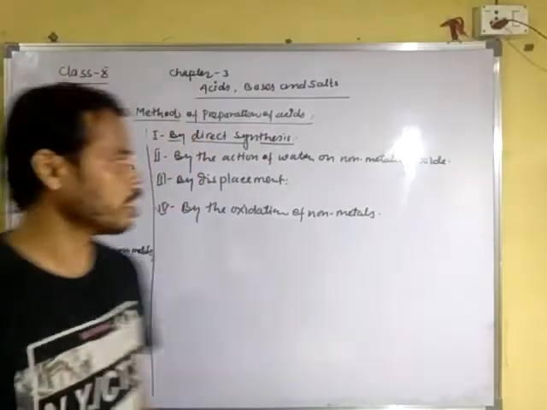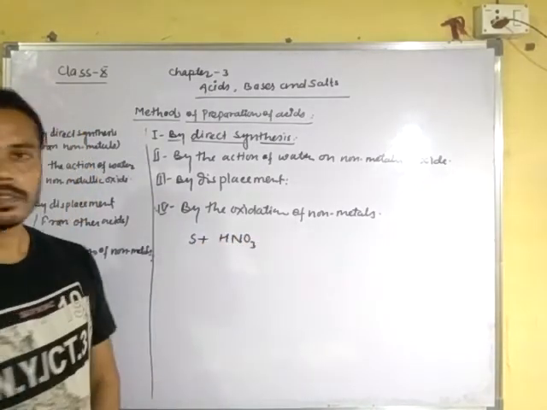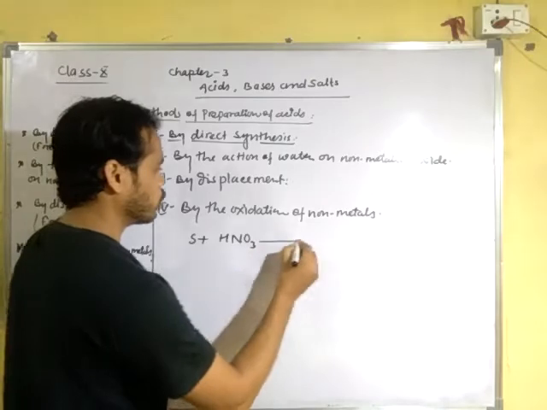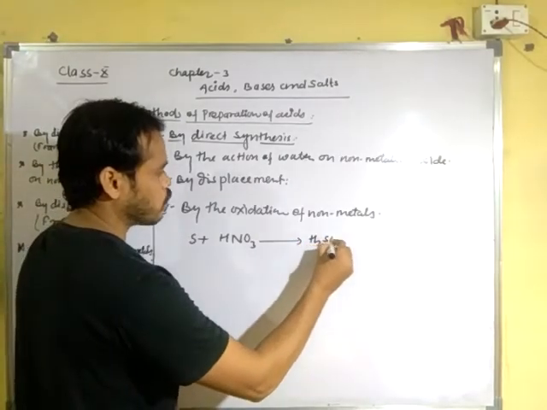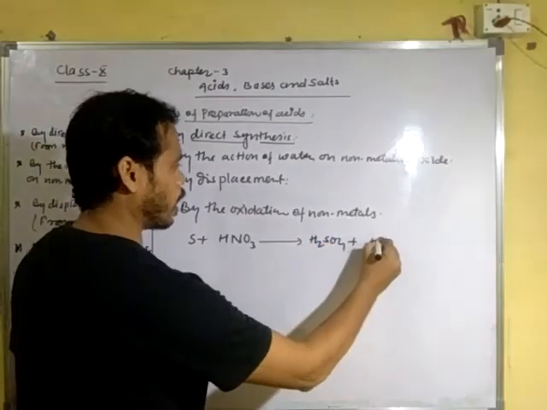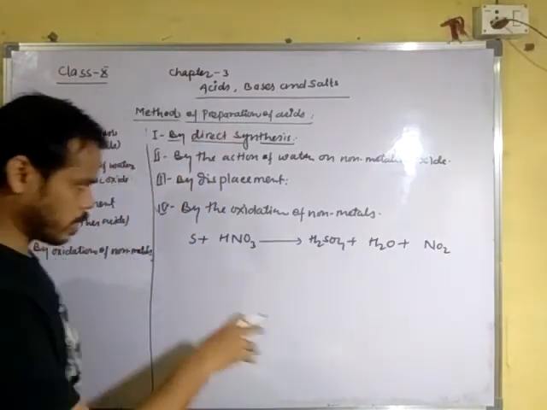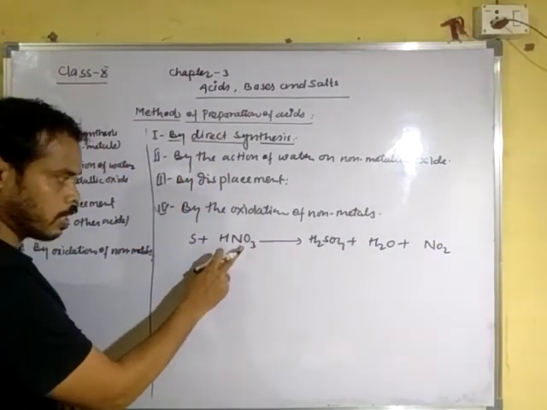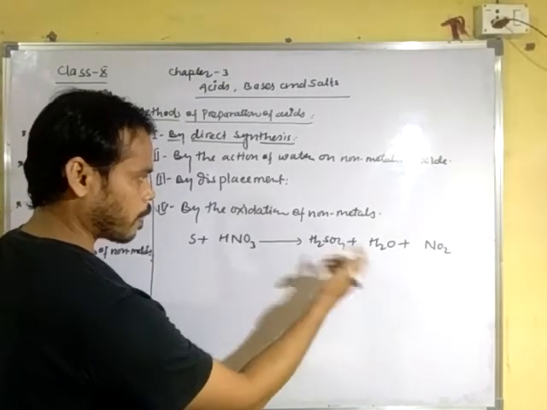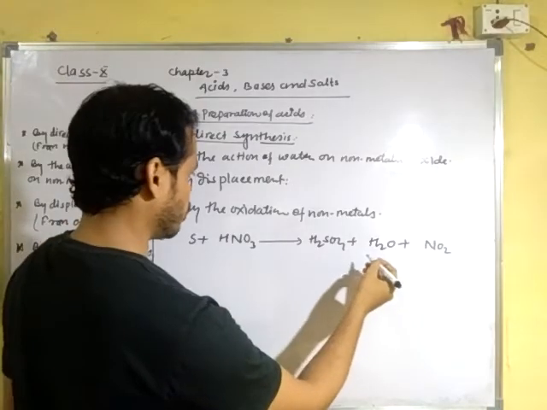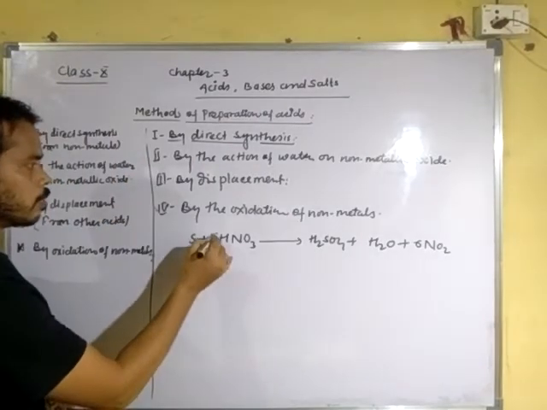See here: when sulfur is treated with HNO3, it forms H2SO4, sulfuric acid, and also water H2O and NO2, nitrogen dioxide. You can see that nitric acid provides oxygen to form sulfuric acid. Now balance this reaction by multiplying with 6 and 6.